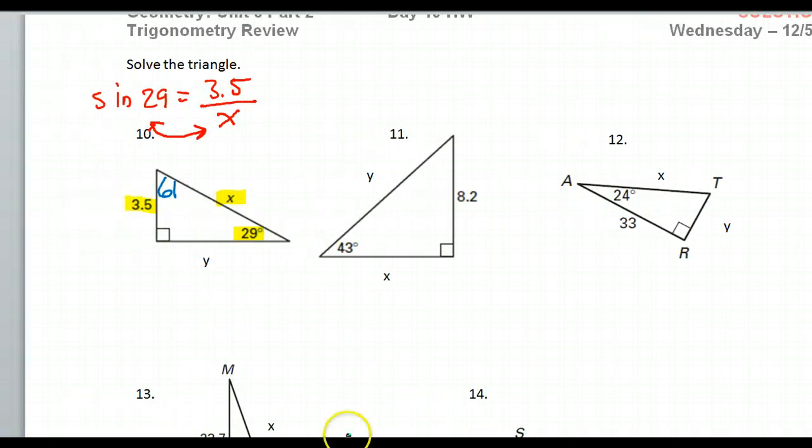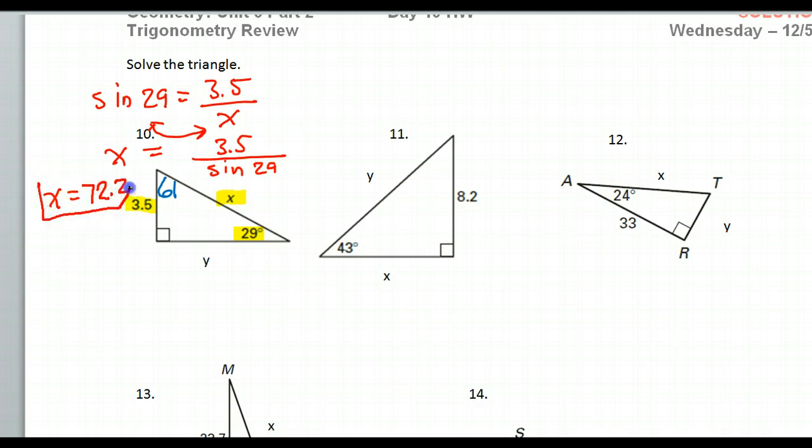So this is going to become x equals 3.5 over sine 29. Now that I can just put in my calculator. So I'm going to get x equals 72.2. Okay, so that's x. Now it's time to get y.